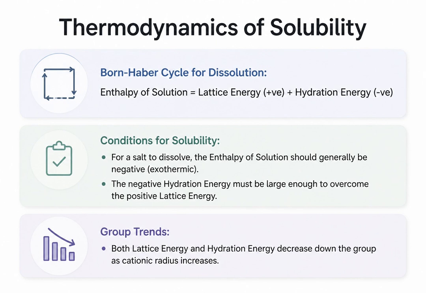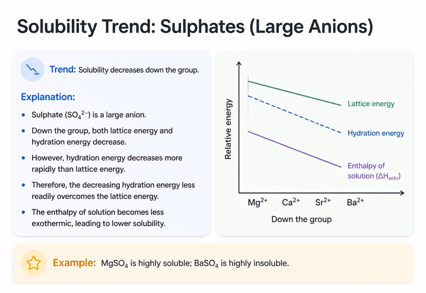As we move down the group, the atoms get larger, meaning both lattice energy and hydration energy decrease. The trick is figuring out which one decreases faster. Let's apply this to salts with large anions, like sulfates. Because the sulfate ion is so bulky, the lattice energy is already relatively low and doesn't change much as the metal cation gets bigger. However, the hydration energy drops off a cliff as the metal gets larger. Because the hydration energy decreases much faster than the lattice energy, it can no longer overcome the lattice energy at the bottom of the group. Therefore, the enthalpy of solution becomes less exothermic and solubility plummets. This is why magnesium sulfate dissolves easily, but barium sulfate is basically a rock.